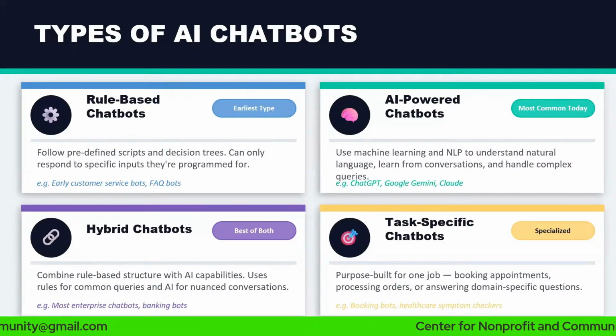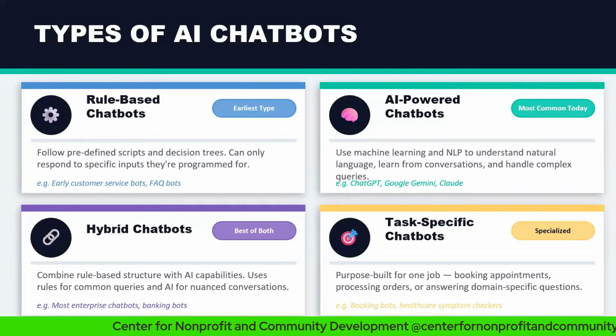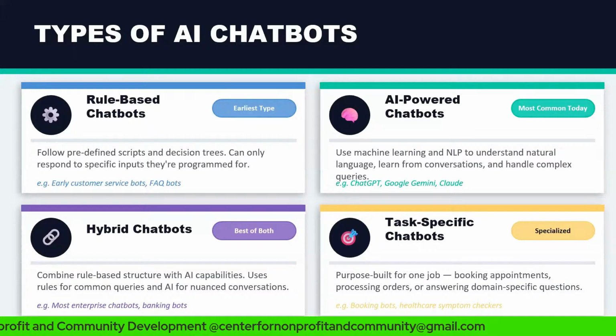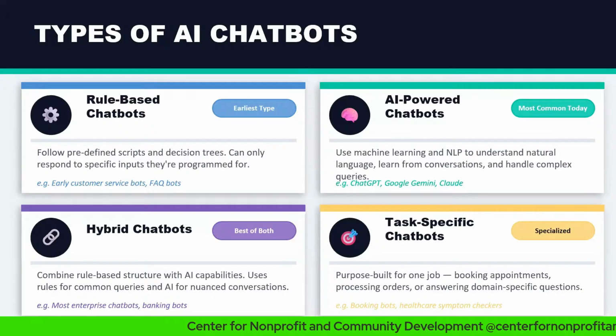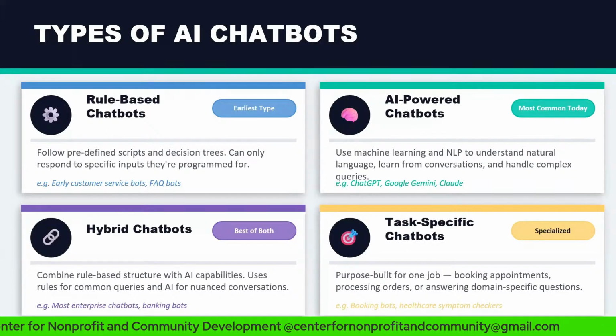The second type, and the most common in use today, is called AI-powered chatbots. It uses machine learning and NLP to understand natural language, learn from conversation, and handle complex queries. You're familiar with it. ChatGPT, Google Gemini, and Claude are some exact examples of the AI type of chatbots.